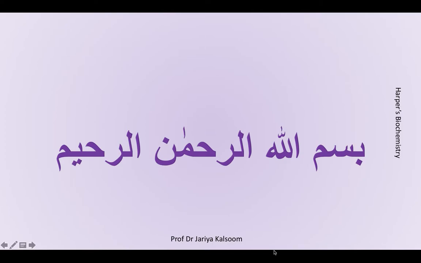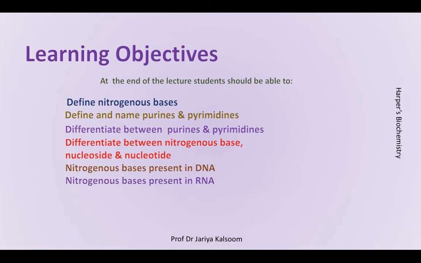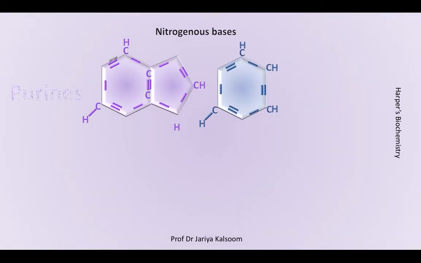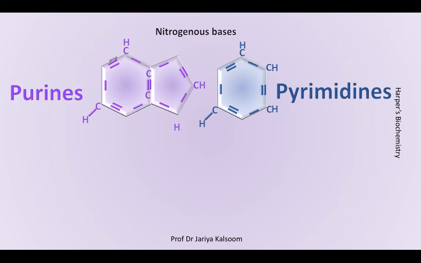Bismillahirrahmanirrahim. The nitrogenous bases comprise purines and pyrimidines. Nucleotides are formed from nitrogenous bases, and these are the building blocks of nucleic acids, DNA and RNA. Purines and pyrimidines are nitrogen-containing heterocyclic rings.